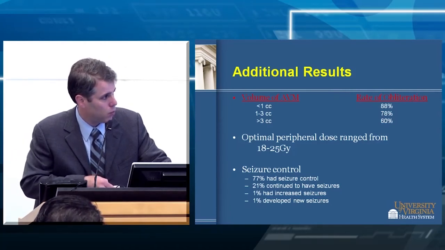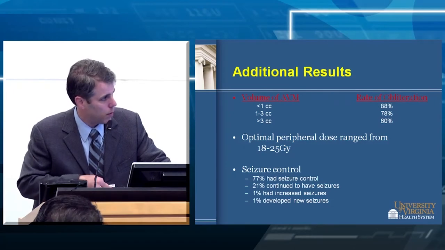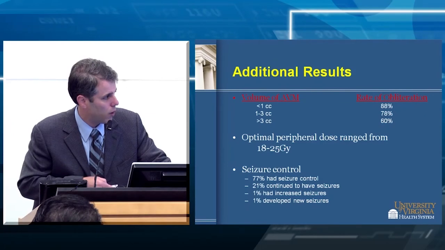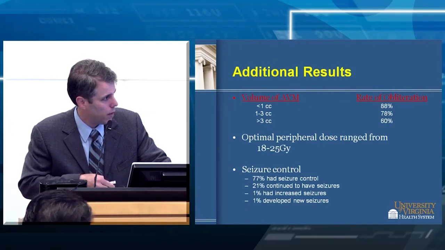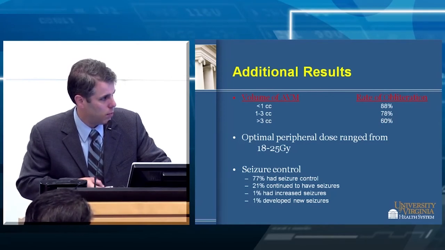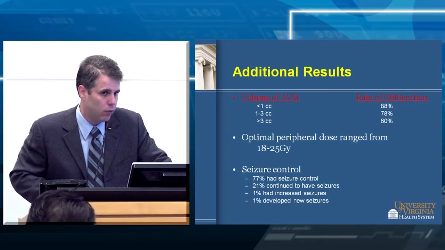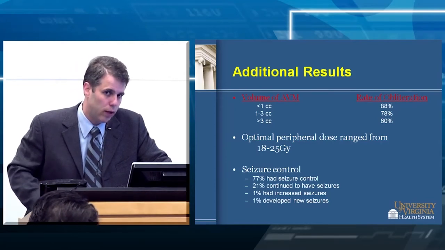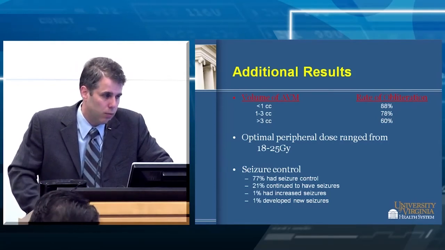We have a couple papers working their way through that look at this in greater detail with the help of Mark Quigg, one of our epileptologists at UVA. But this was from a previous work. We're seeing about 77% that had seizure control after AVM radiosurgery. And in fact, very few have an increase in risk of seizures. Typically, if that does happen, it's a transient risk and oftentimes associated with adverse radiation effect in the surrounding brain parenchyma.